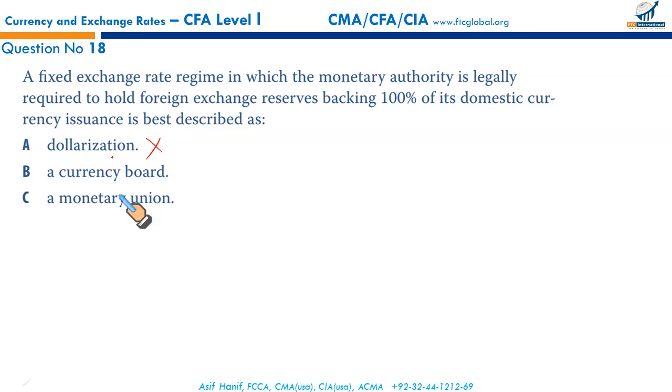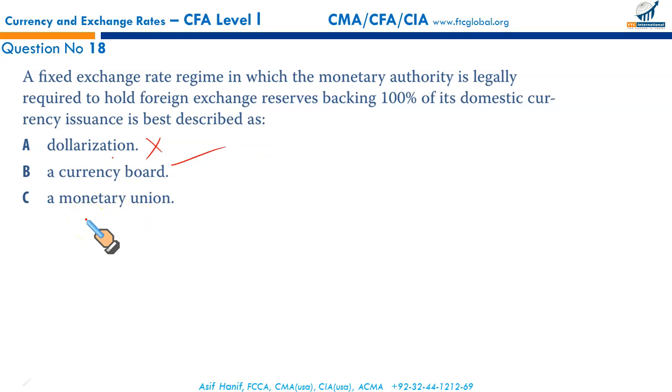A currency board. Yes, a currency board is the monetary authority that is legally required to exchange domestic currency for a specified foreign currency at a fixed exchange rate. So it cannot issue domestic currency without receiving foreign currency in exchange, and it must hold that foreign currency as 100% reserve against the domestic currency issued. Which means the country's monetary base is fully backed by the foreign exchange reserves. That is the bank reserve plus notes and coins in circulation. That makes B the correct option.